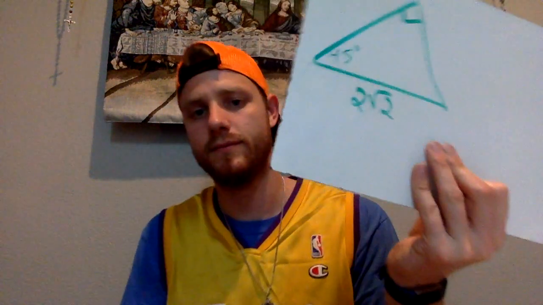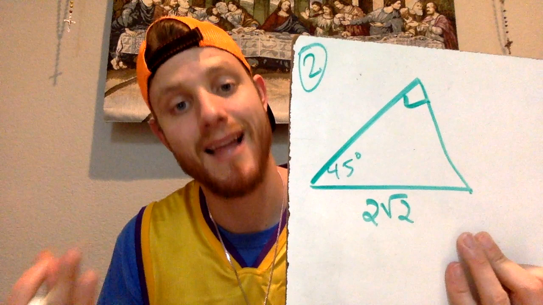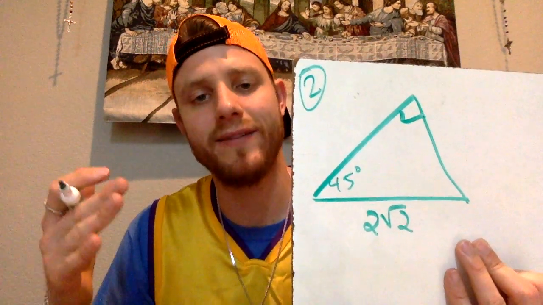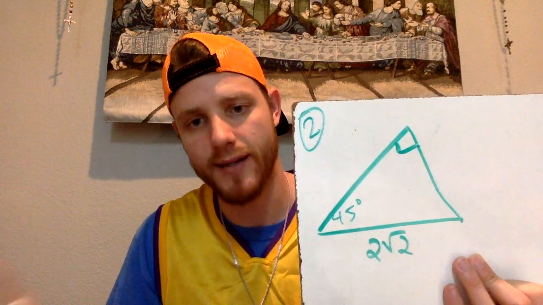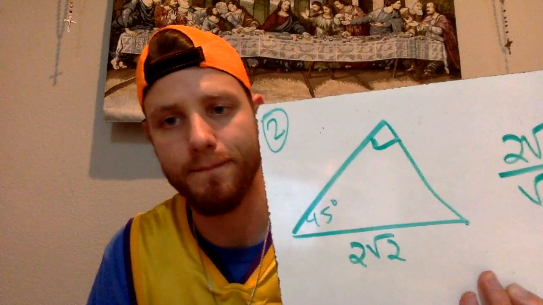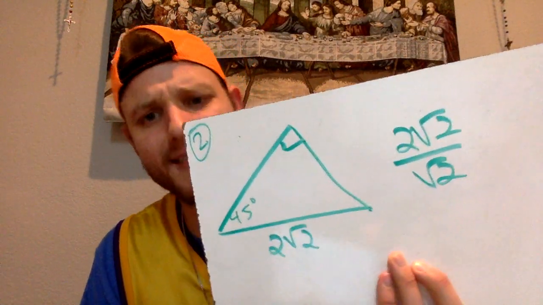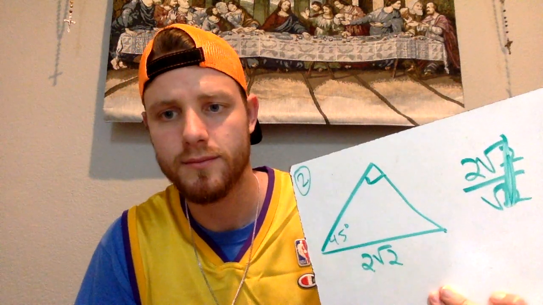What are we given? Hypotenuse, right? Use your notes. We're given the hypotenuse. We're finding the leg. So what do we have to do to both sides? Divide. So we're going to do 2 square root of 2 divided by square root of 2. That's my first step. Now that's convenient because square root of 2 cancels out.